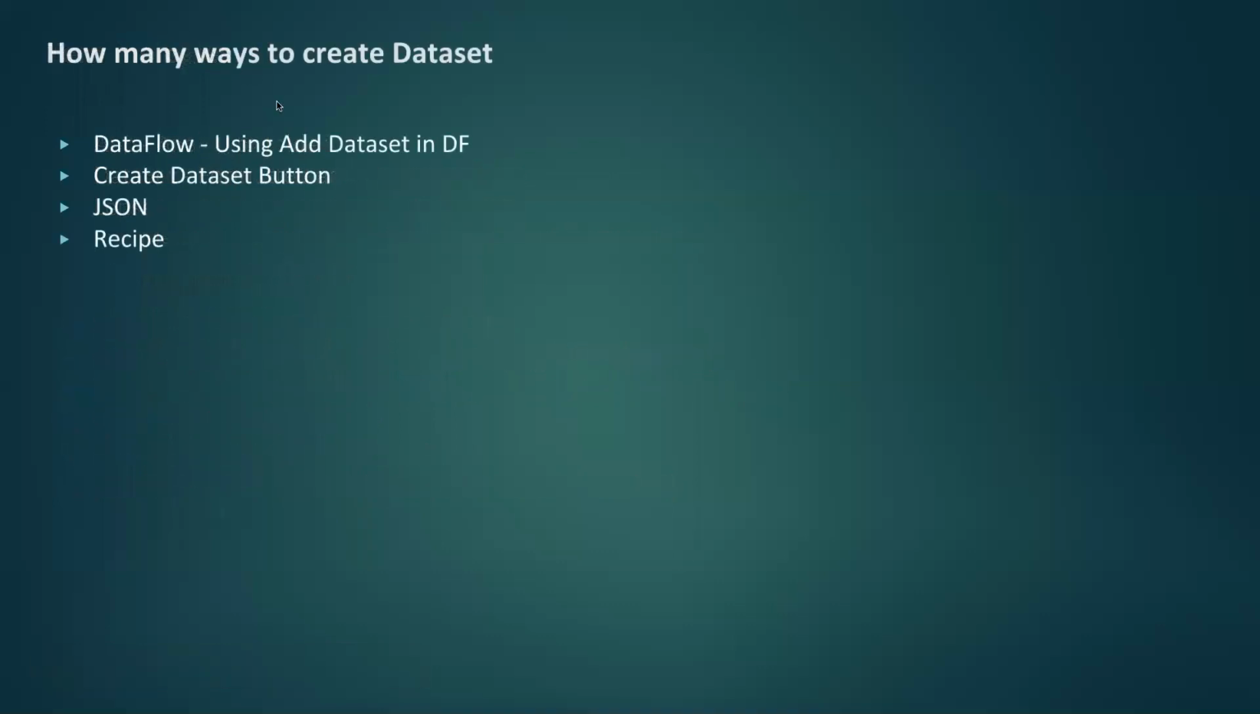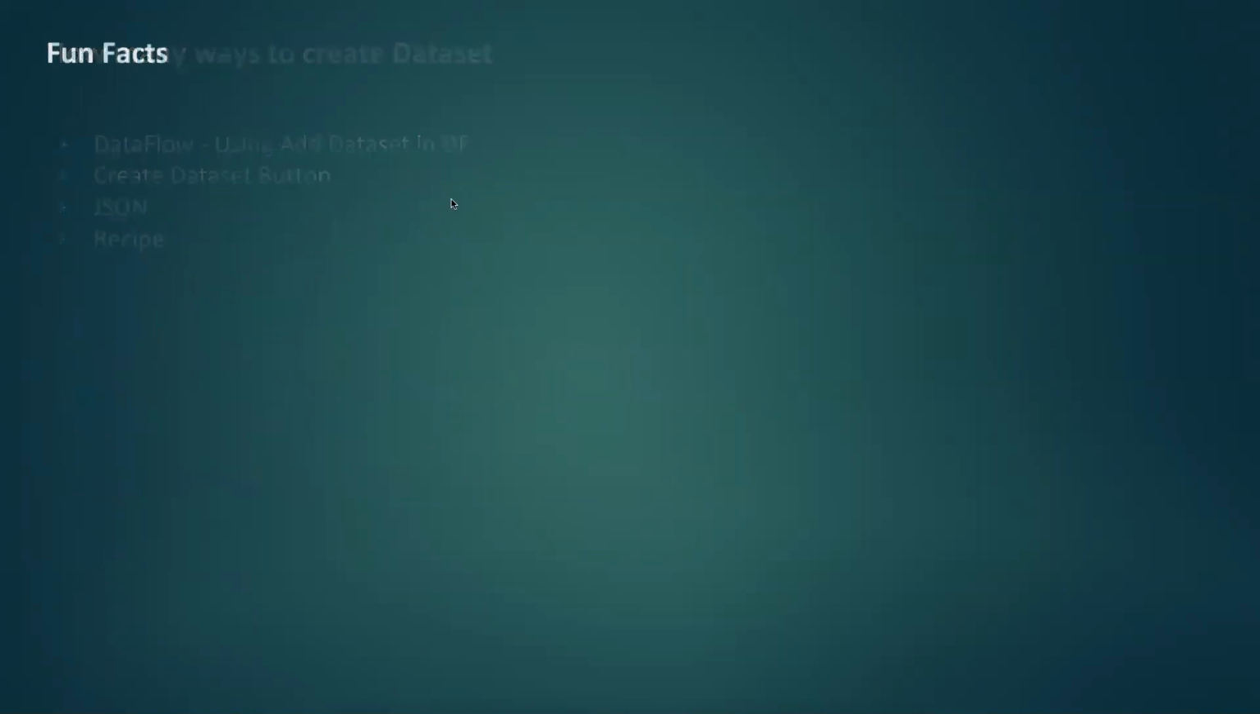So let's move on. There are first a few questions, and these would be useful after this demo. The question is, how many ways can you create a data set? There are many ways, at least four known to me. You can create a data set from a dataflow. There is a simple button. You can use JSON. You can use a recipe.